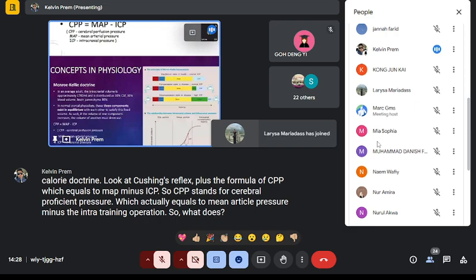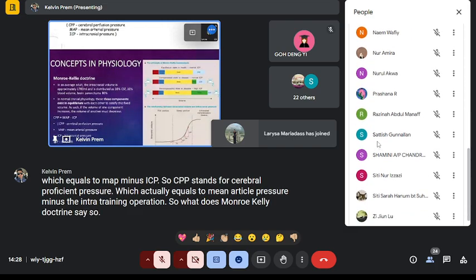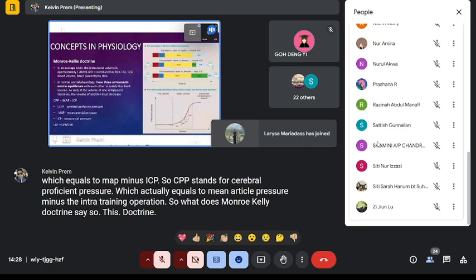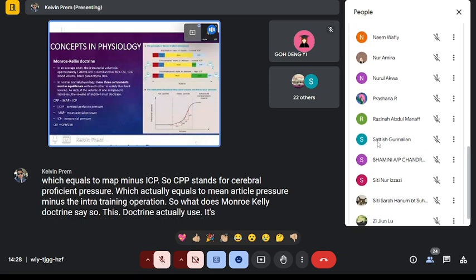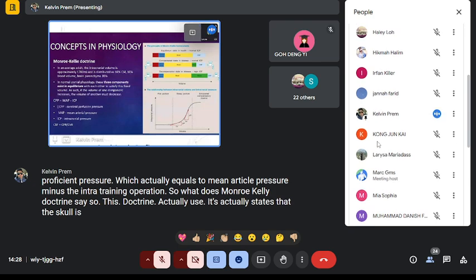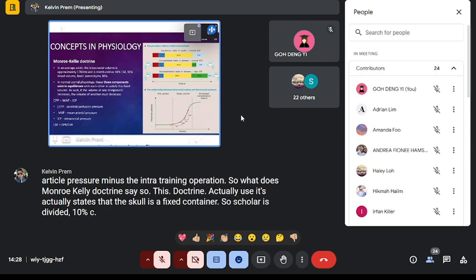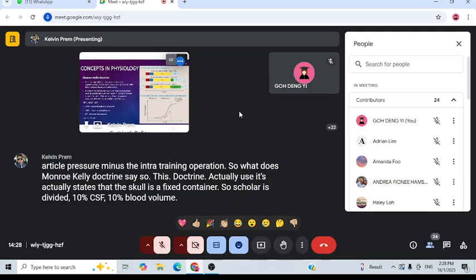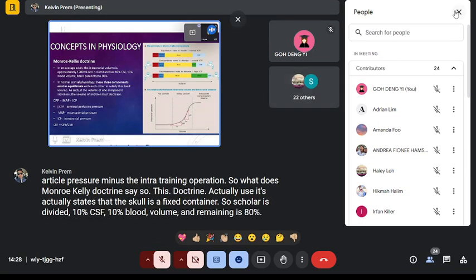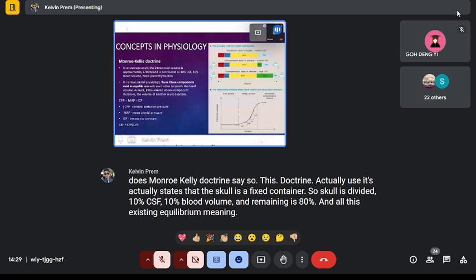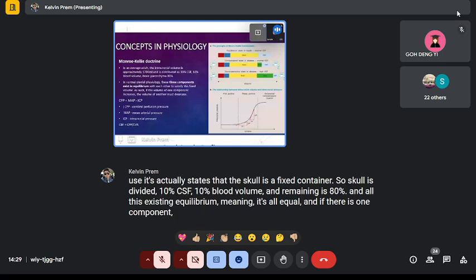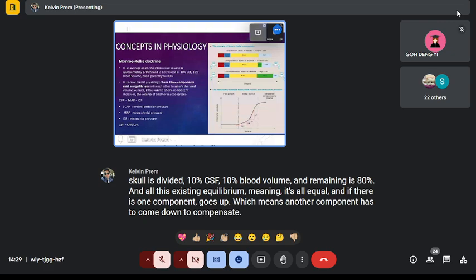So what does Monro-Kelly doctrine say? This doctrine states that the skull is a fixed container. The skull contents are divided into 10% CSF, 10% blood volume, and the remaining 80% brain parenchyma. And all this exists in equilibrium, meaning if one component goes up, another component has to come down to compensate.